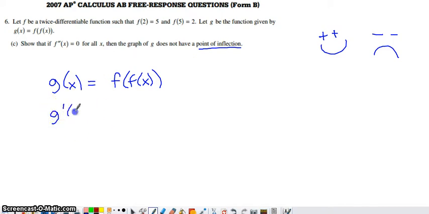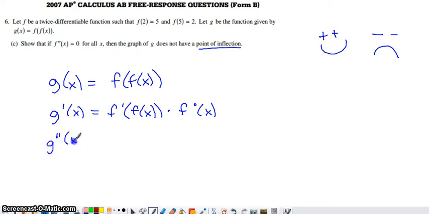So if we start by finding g prime, the derivative of this is just going to require an application of the chain rule. The derivative of the outer function, the derivative of f, is f prime, and we're going to leave the inner function f inside of that, and then we're going to finish our chain rule by multiplying by the derivative of the inner function, which would be f prime of x. So there is g prime. We want to know what g double prime is.